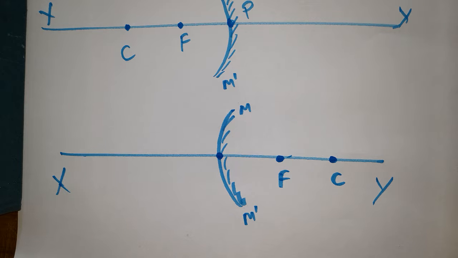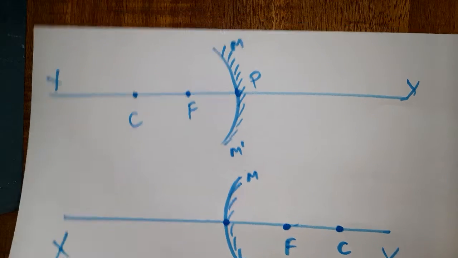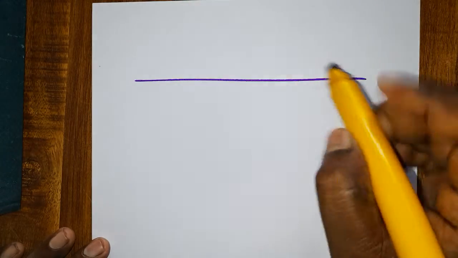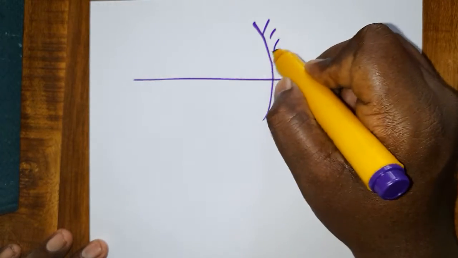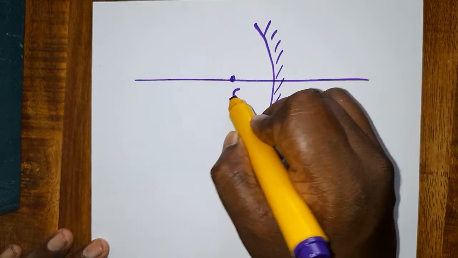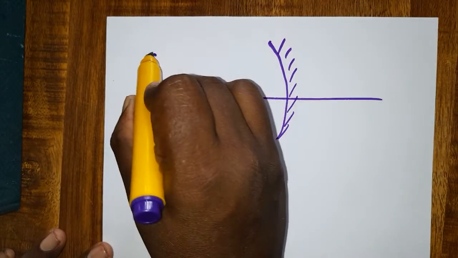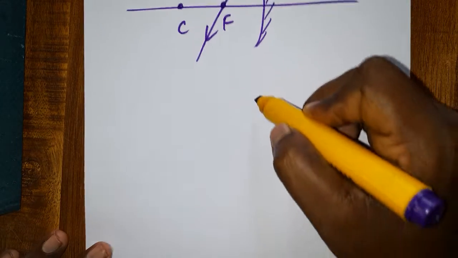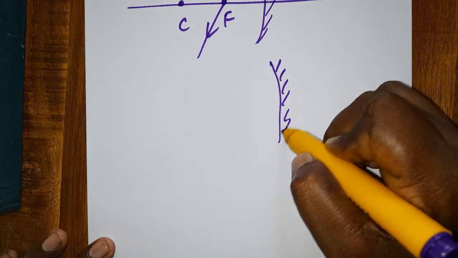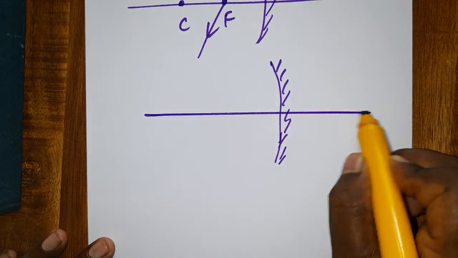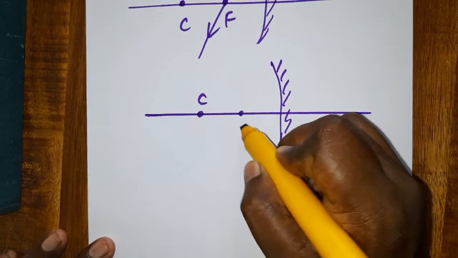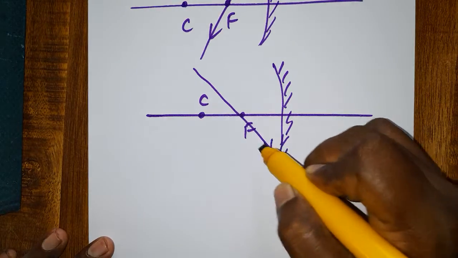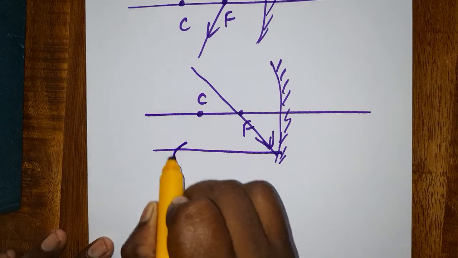Next, image formation: how the image is formed by a concave mirror. There are sign conventions and rules. First we will do the sign convention. This is the principal axis and this is a concave mirror, with the principal focus and the center of curvature. The ray parallel to the principal axis will reflect through the focus. That is the first rule. The ray going through the focus becomes parallel after reflection, parallel to the principal axis.